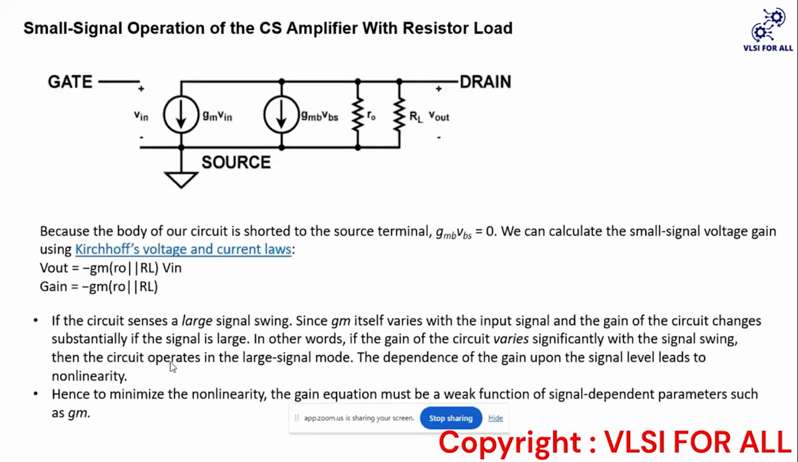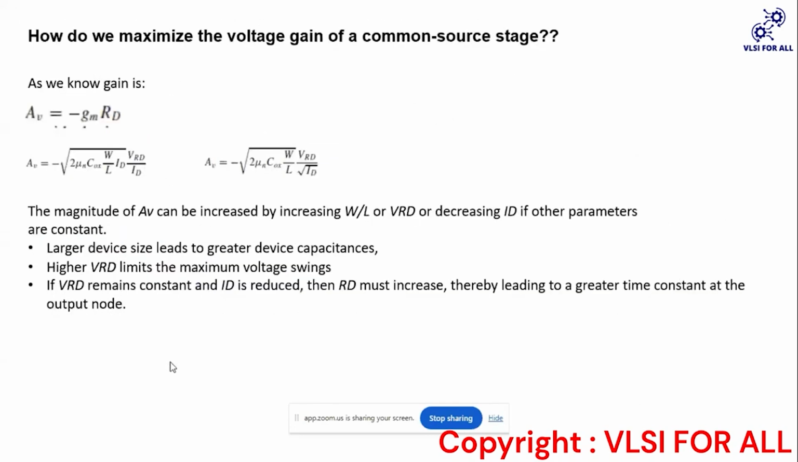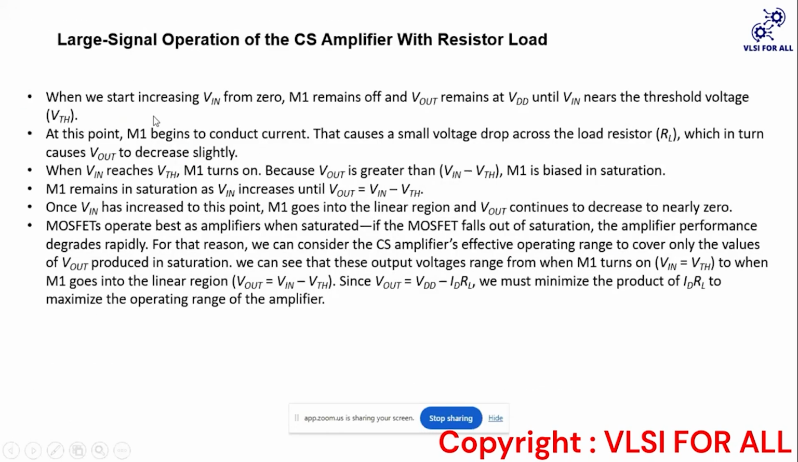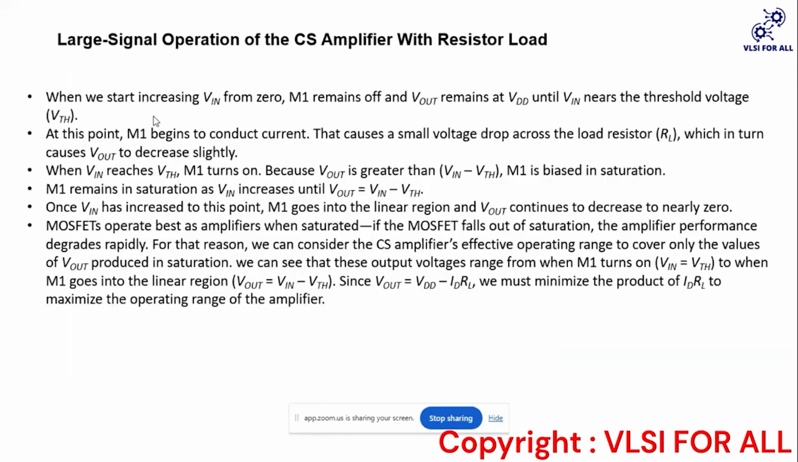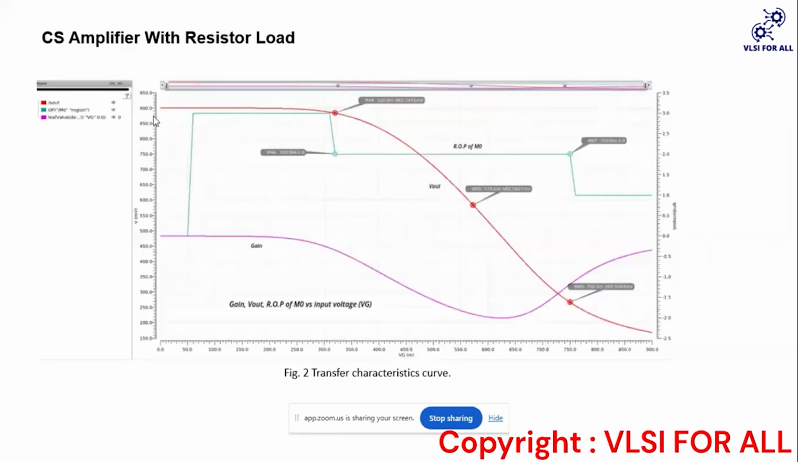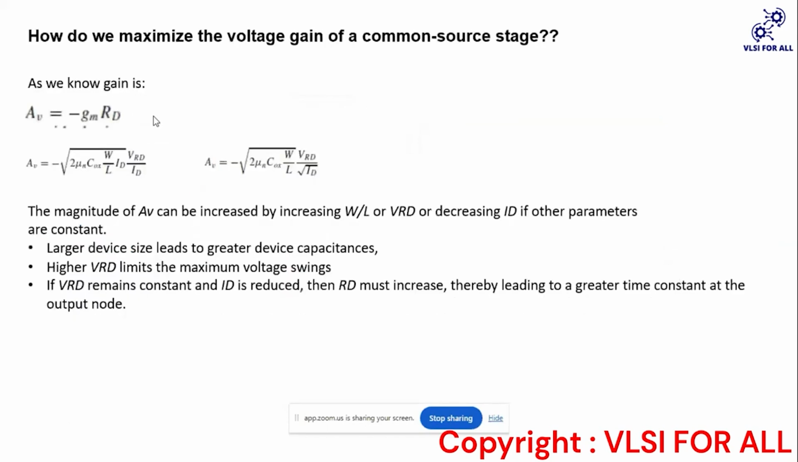One other disadvantage of this circuit is this. As we know, Av is minus gm times RD, or we can say minus gm times RL, or minus gm times RD parallel to ro, where ro is the on resistance of the transistor in the saturation region. Since we are neglecting channel length modulation, we are making this intrinsic resistor ro very, very large, and hence ro parallel to RL is equal to RL, since RL is smaller than ro.